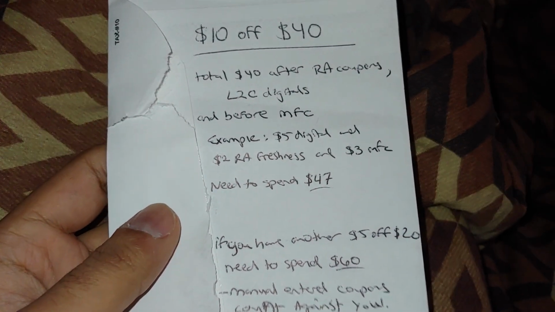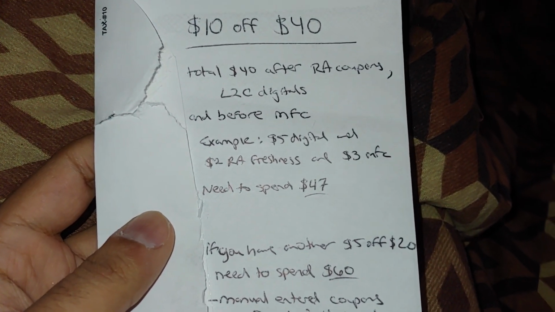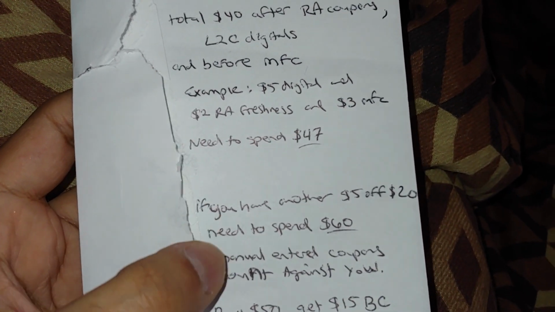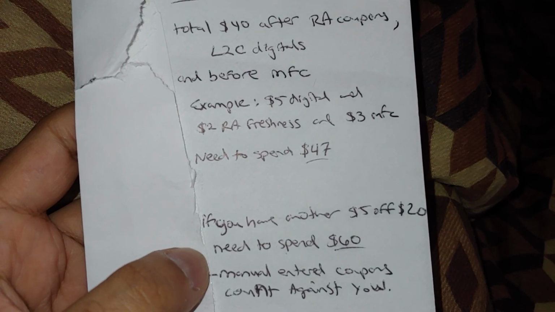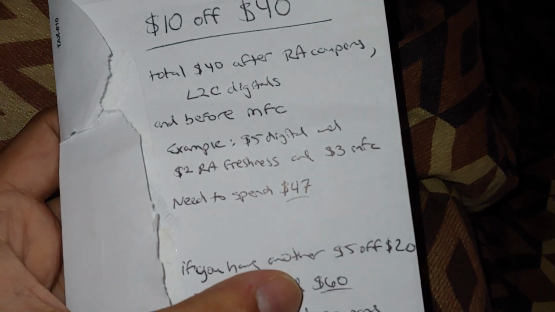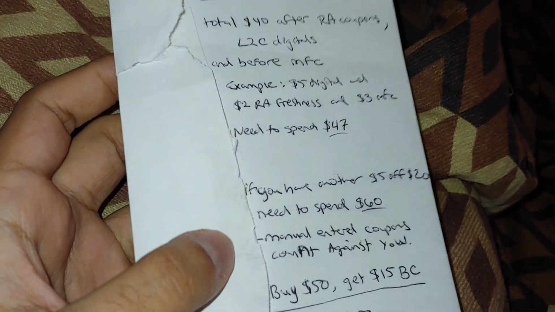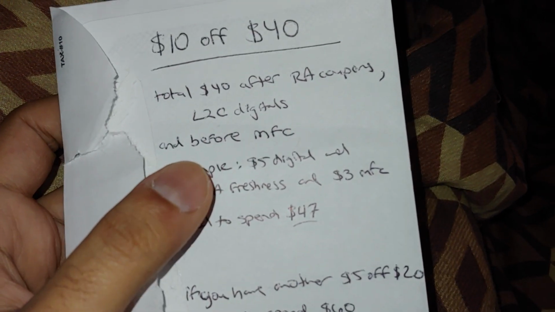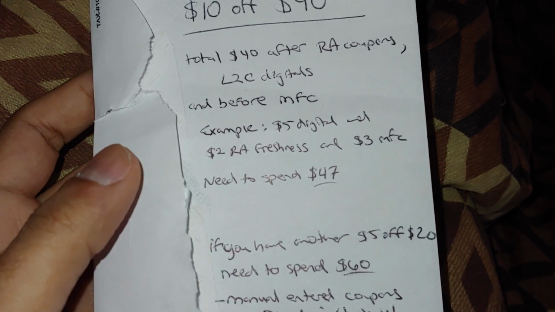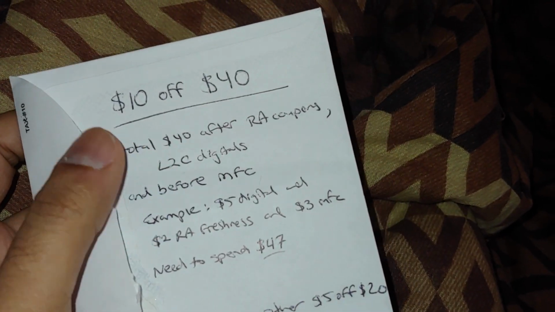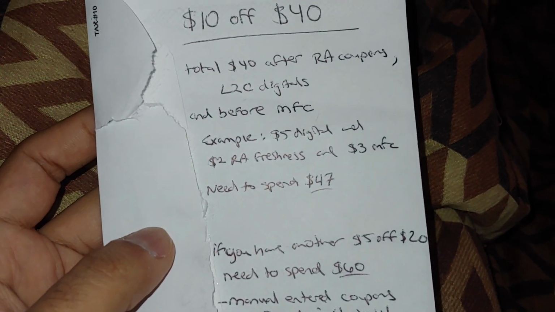All right, so I know somebody's gonna say, what if I have a $5 off of $20? Can I use it with a $10 off of $40? Well, you have to spend $60 because you need to spend the $20 and the $40 at the same time. And then if you have the digital and the freshness, that means you need to spend $67 in order to use all 1, 2, 3, and 4 coupons at the same time.